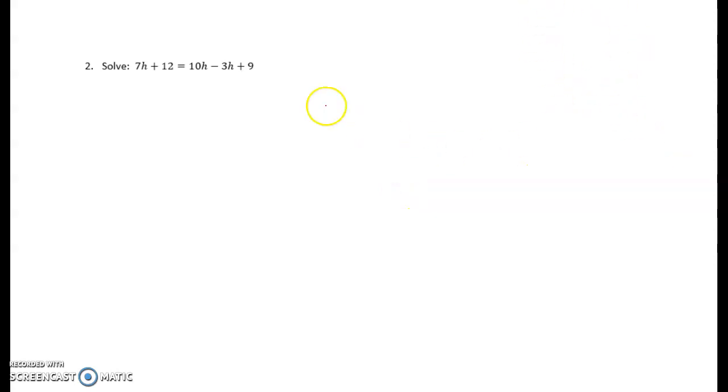Okay, we need to solve this problem for h. So the first thing I'm going to do is combine like terms on each side. I can see on the left, the 7h plus 12 is simplified as far as it can go. But on the right, I've got this 10h minus 3h that I can combine. So 10h minus 3h, I get 7h, still plus 9.